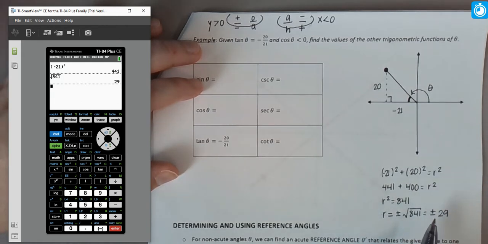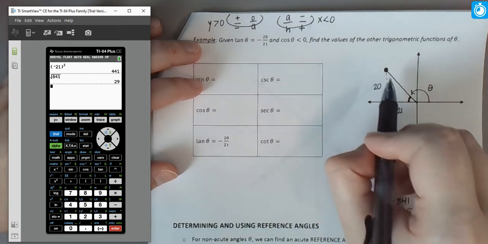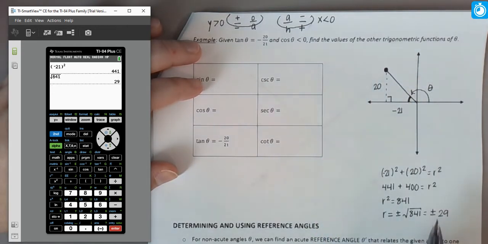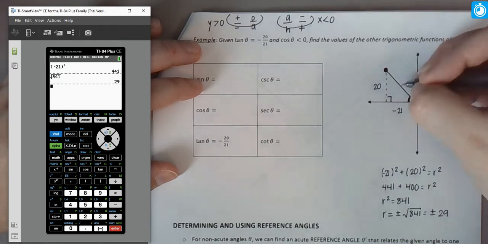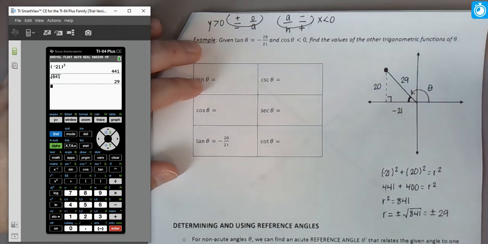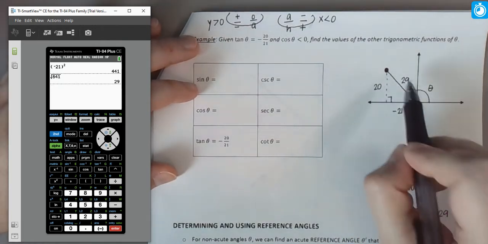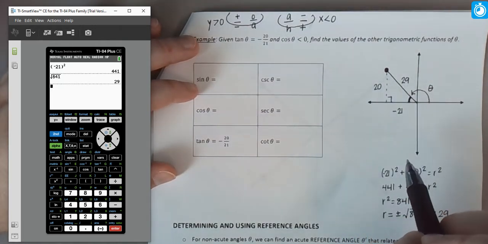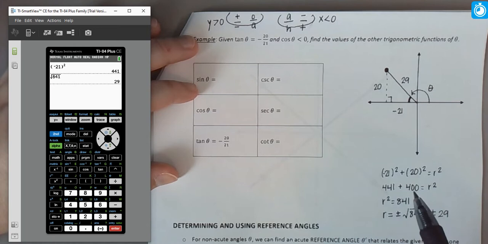Now, is it positive? Is it negative? Again, we're solving for r in this case. R is defined as a distance, which means it has to be positive. So that is going to be positive 29. Now, because none of these side lengths involve a radical, rationalization will not be necessary here. All of our answers will be rational to begin with.